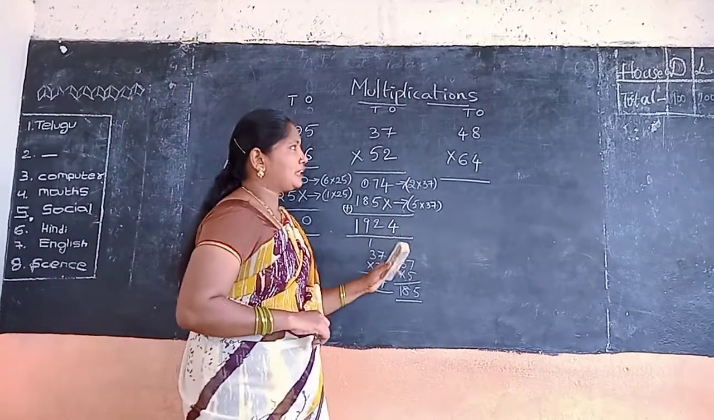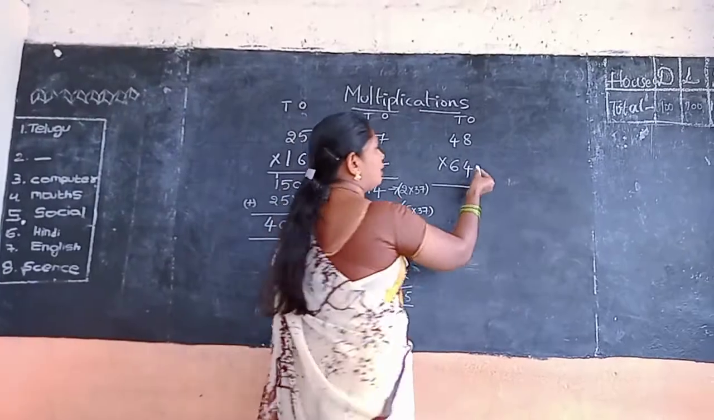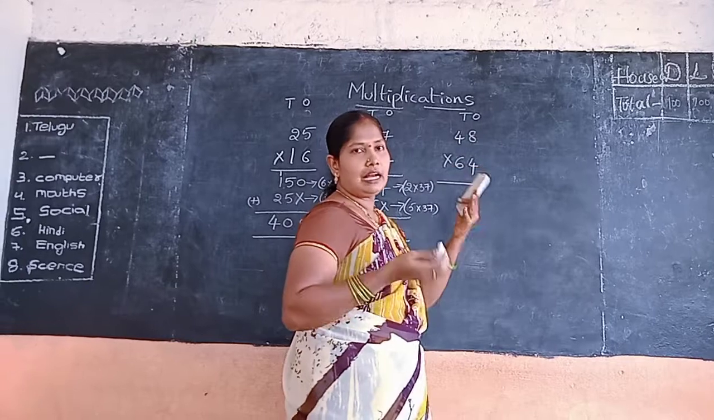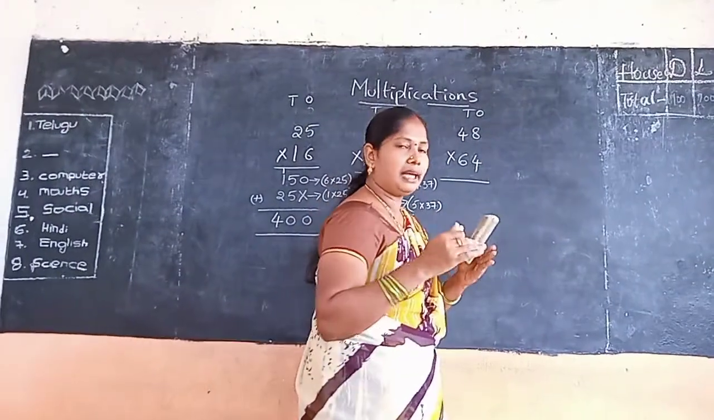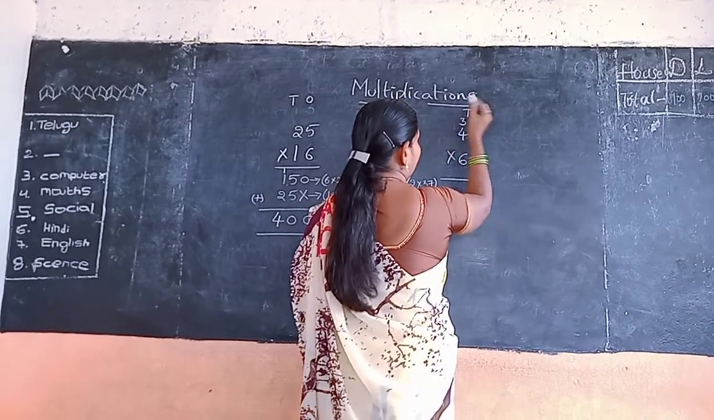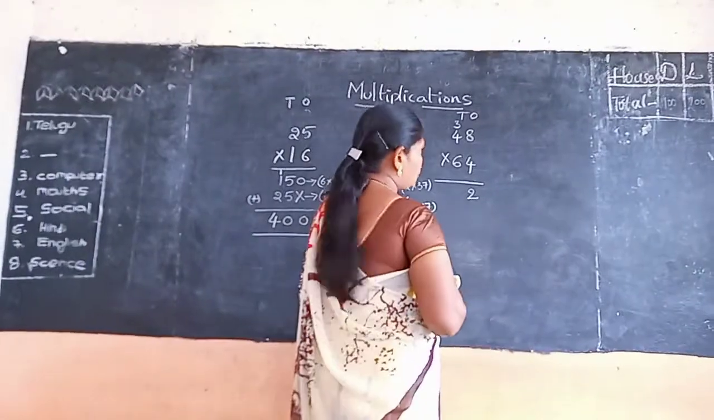Now go to the last one. I will do it another way. First of all you take the 2-digit number 48. 64 is also a 2-digit number. First you take 4 to multiply. 48 multiplication with 4. 4 8s are how much? 32. You write 32 first.